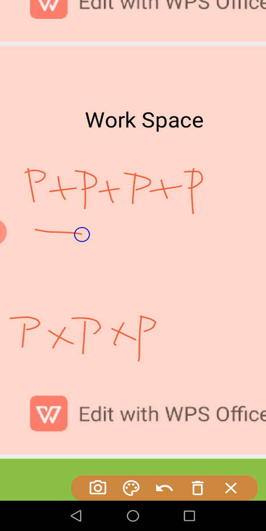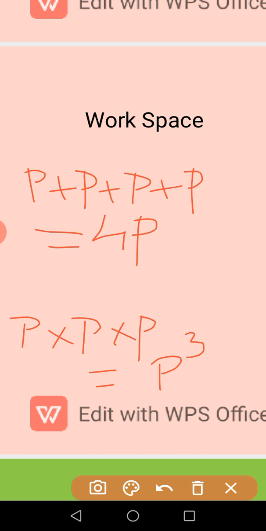Let's see. Here p plus p plus p plus p. How many times is p added? The answer is 4 times p is added. So the answer is 4 times p or 4p. And here how many times is the variable p multiplied by itself? The answer is 3 times multiplied by itself, but it is not written 3p, it is written p raised to 3, p cube. And this is the difference.